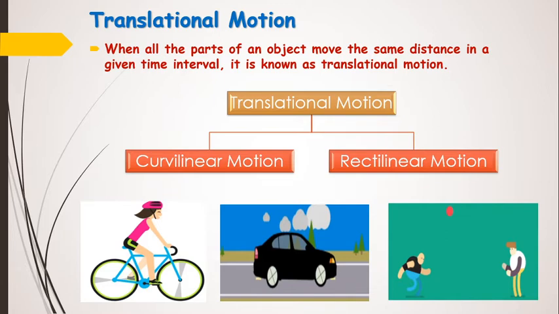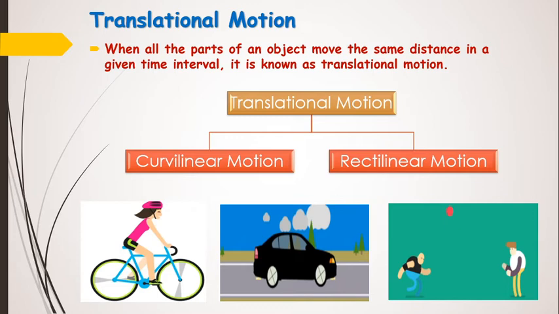Translational motion is of two types, curvilinear motion and rectilinear motion. When an object moving in translational motion follows a curved path, it is known as curvilinear translational motion. When an object moving in translational motion follows a straight path, it is known as rectilinear translational motion.